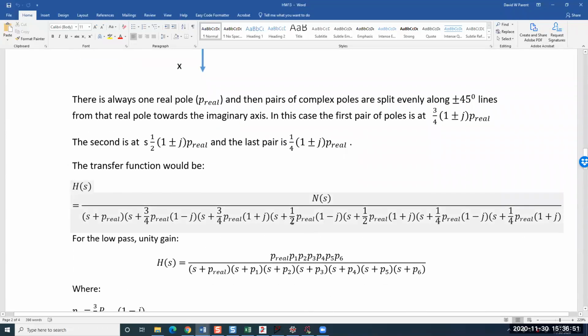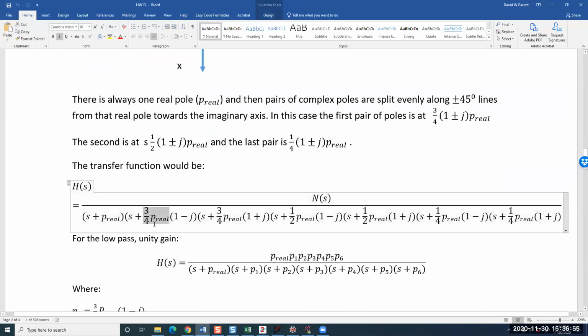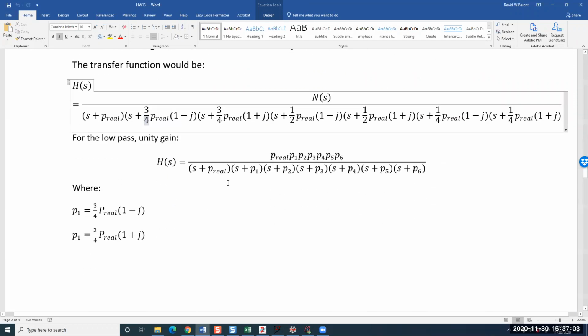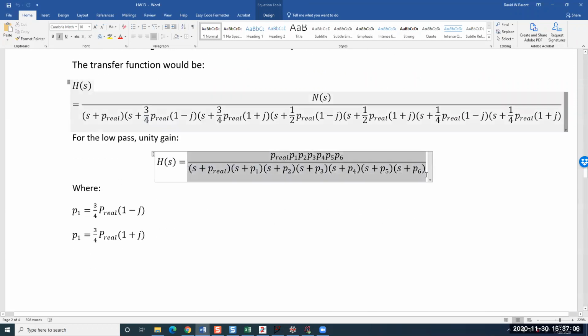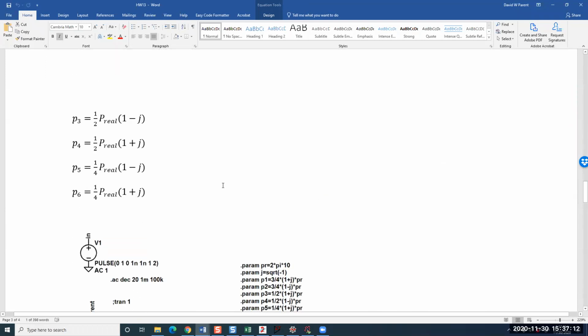Now, in order to do this, you have to have the poles with the real and the imaginary parts. You can see I have 3/4 rather than what you're used to seeing, all multiplied out. You're used to seeing this all multiplied out.